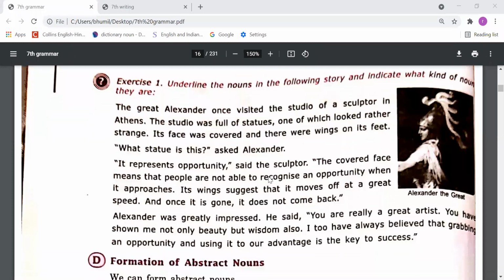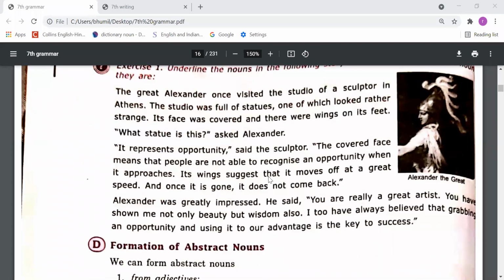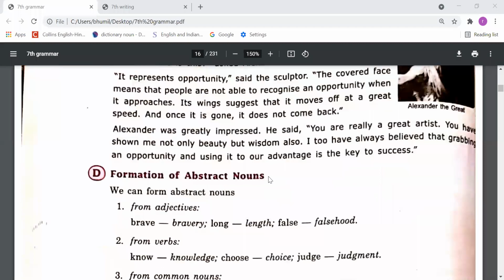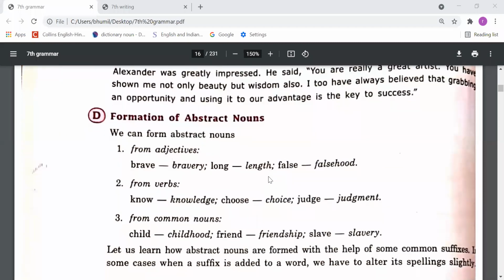Okay. So dear student, in this way you need to find out the nouns and their types. Some part I have done for you and the rest you will do by yourself. Okay. Now let's come to the D part, formation of abstract nouns. So now dear student, we have to understand how to form abstract nouns. We can form abstract nouns from adjectives.